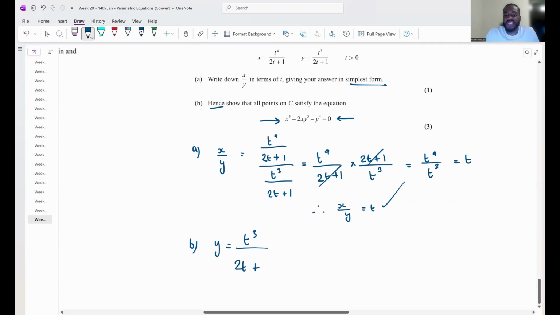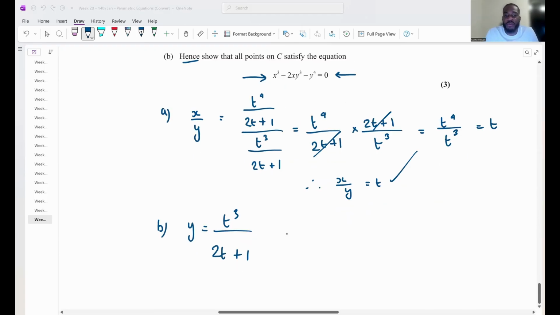Now, can you see this isn't explicitly y in terms of t or x in terms of t? It's x and y in terms of t, right? We can still use it as a substitution. So for the person that asked before, is it always x in terms of y or y in terms of x? In this case, it isn't, right? It's actually both, and that can happen.